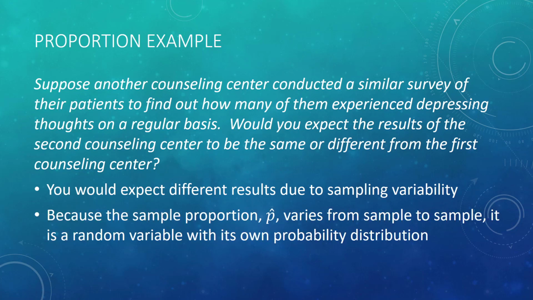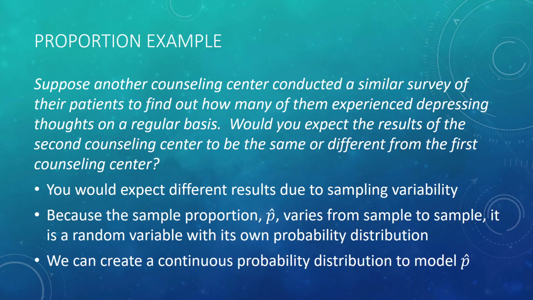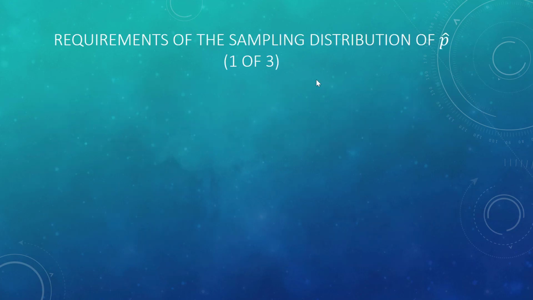Because the sample proportion p hat varies from sample to sample, it is a random variable with its own probability distribution. We can create a continuous probability distribution to model p hat. Before we can describe or characterize the sampling distribution of p hat, we first need to list the requirements that have to be met in order to create a sampling distribution.